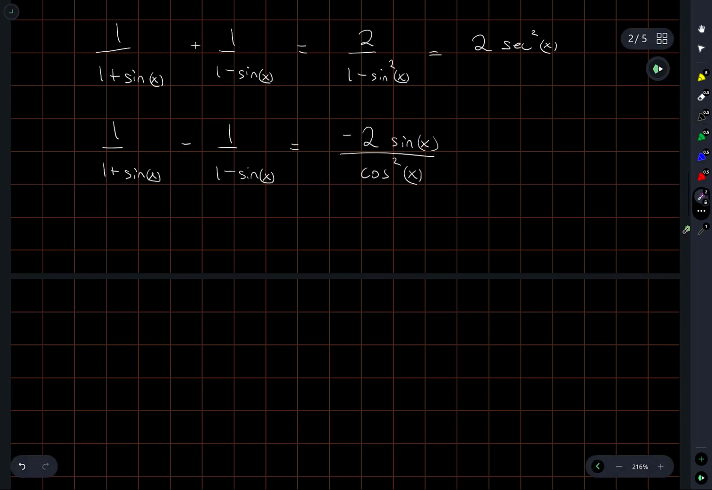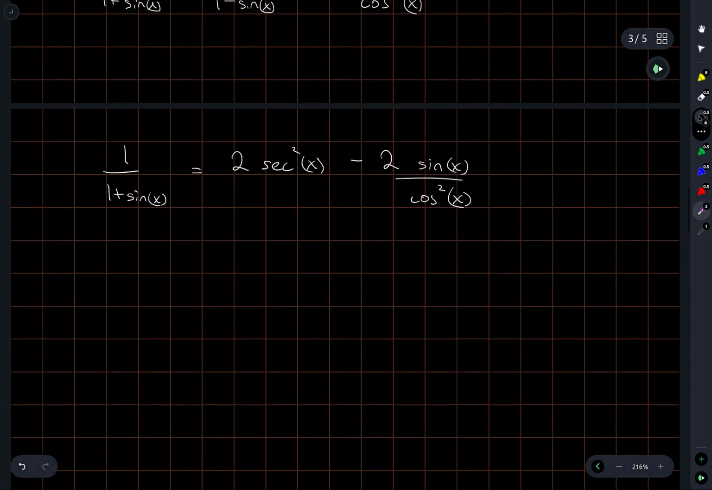Okay, so if I add these two lines together, it gives me sort of an identity for 1 over 1 plus sine. This tells me that 1 over 1 plus sine x is equal to 2 secant squared x minus 2 sine x over cos squared x. And if I can integrate both of these individually, then I'll be done. I know I can integrate that.